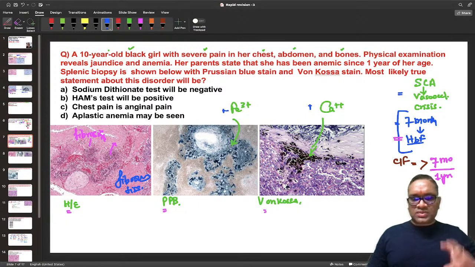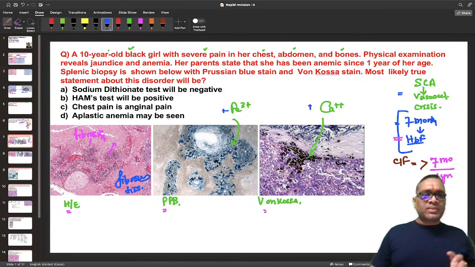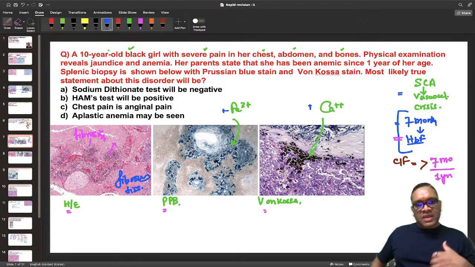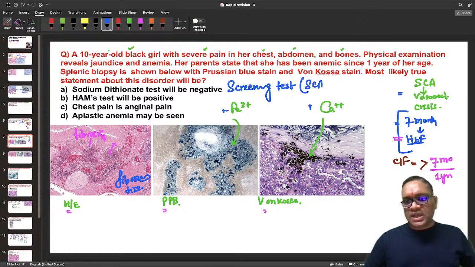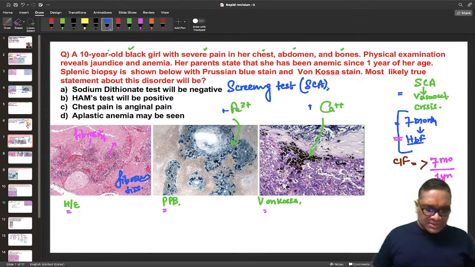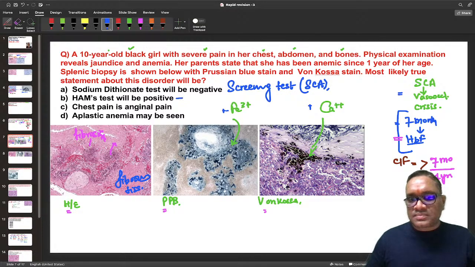Now one by one we are going to see the options. Sodium metabisulfite. What is the sodium metabisulfite test? It is a screening test for sickle cell anemia, where it creates hypoxia for the RBCs, they undergo sickling and then hemolysis. So it is the screening test for identification of sickle cell anemia. Ham's test. What is Ham's test?